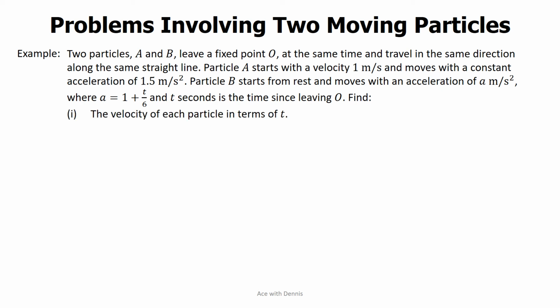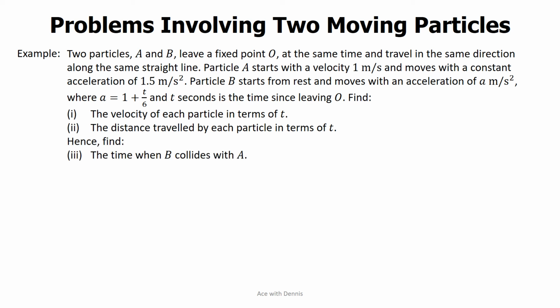Find 1. The velocity of each particle in terms of t. 2. The distance traveled by each particle in terms of t. And hence, find 3. The time when B collides with A. 4. The speed of each particle during the collision.